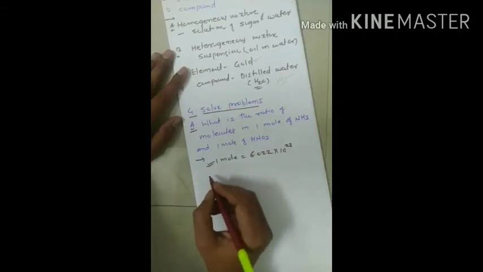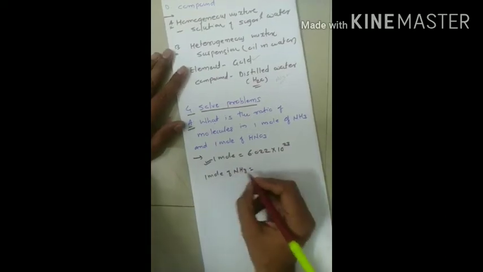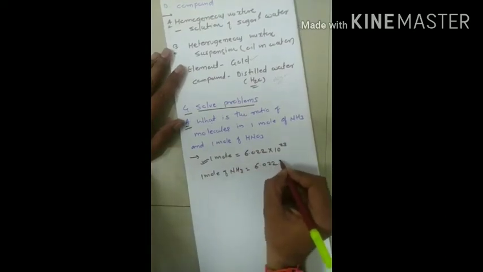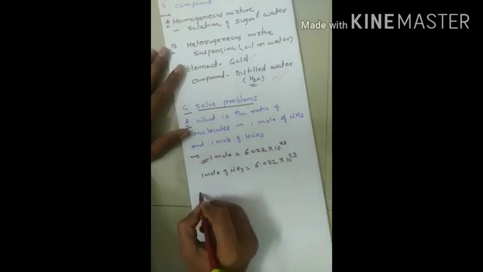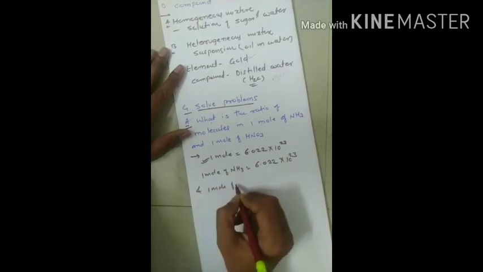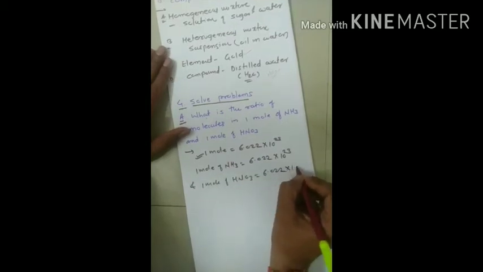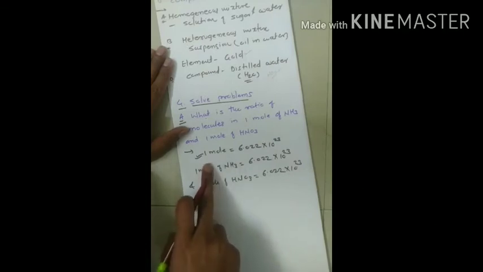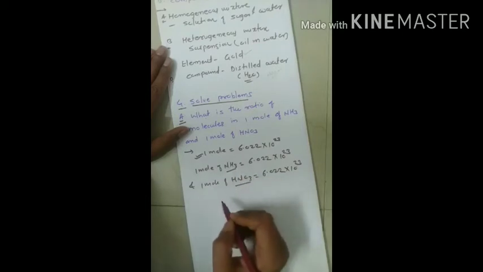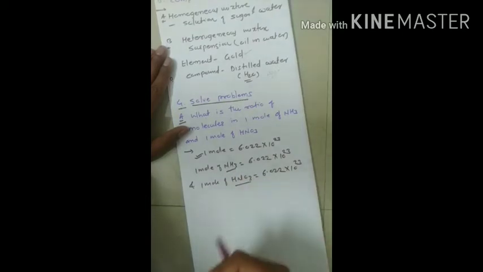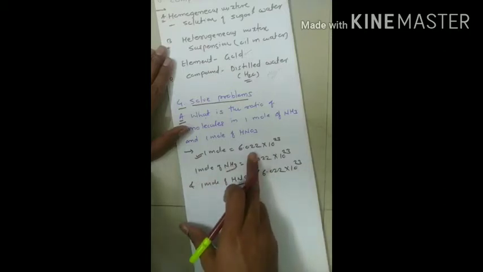Now if I want to calculate 1 mole of NH3, how much should it be? Again it should be the same, 6.022 into 10 raised to 23, isn't it? Similarly for 1 mole of HNO3, it is also equal to 6.022 into 10 raised to 23, because 1 mole of any substance is this much amount of particles, whether it is NH3, HNO3, H2O, or any compound.